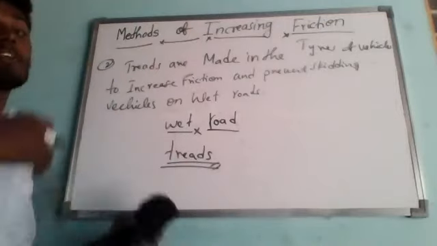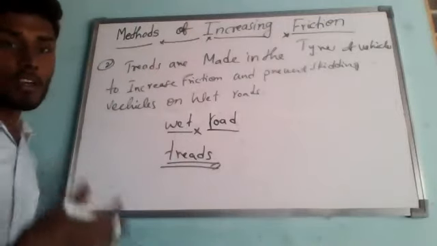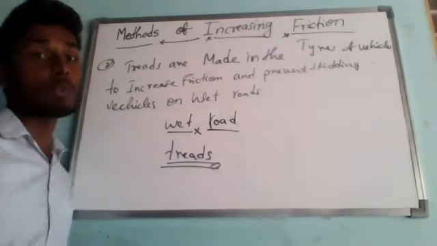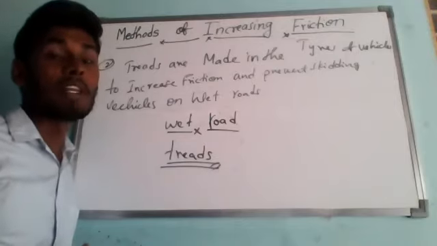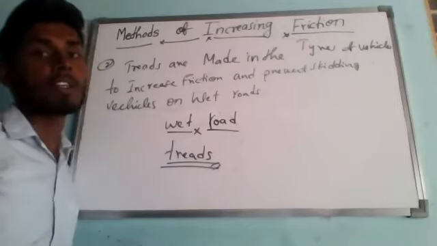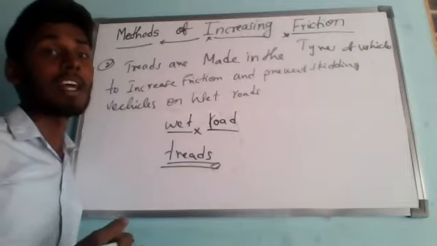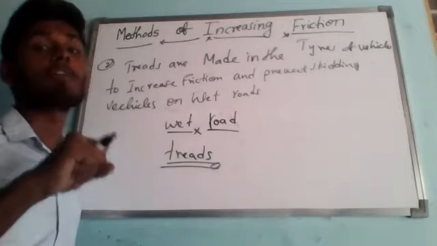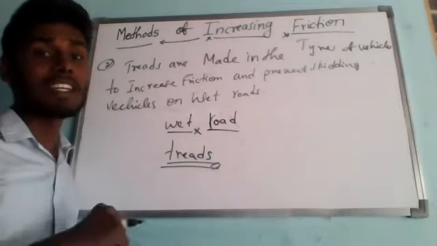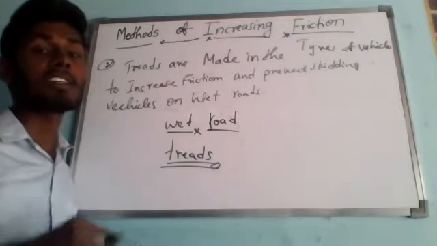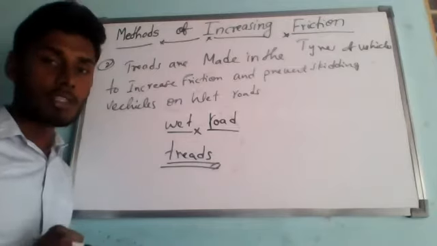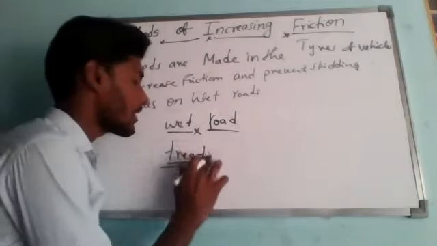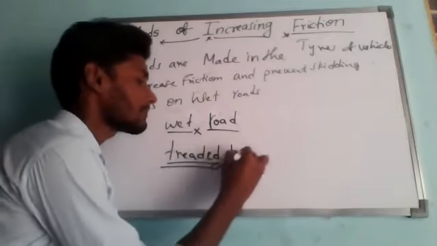These treads pass the water away from the surface of the road, and the tire goes smoothly. When the water is pushed away from beneath the tire, the friction between the road and the tire increases, and it improves the tire's grip on the wet road. So the risk of skidding of fast running vehicles is very much reduced. Thus, we call these treaded tires.